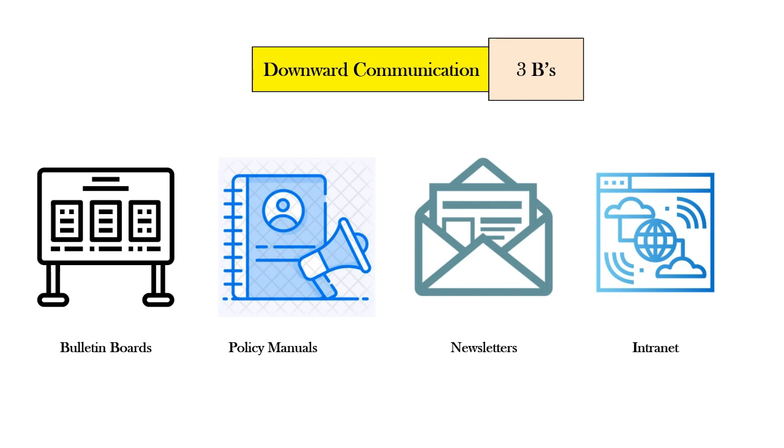We have bulletin boards. Okay, you know for sure what is a bulletin board. A policy manual, okay, wherein it's also called employee handbook for some. The policies of the organization, the rules for uniform, conduct inside the organization, decorum, proper decorum, what should be done, what should not be done. These are all placed in the policy manual. It's a downward communication because you're just going to put your message going down.